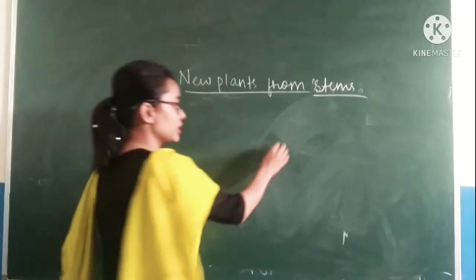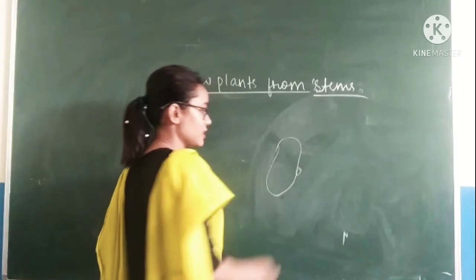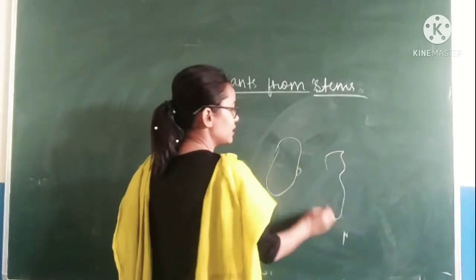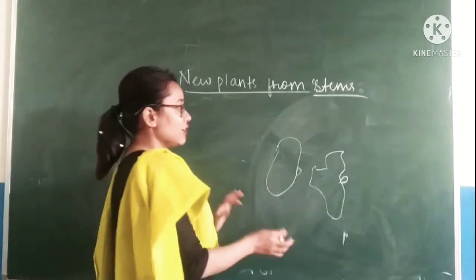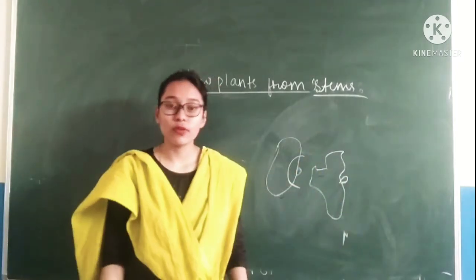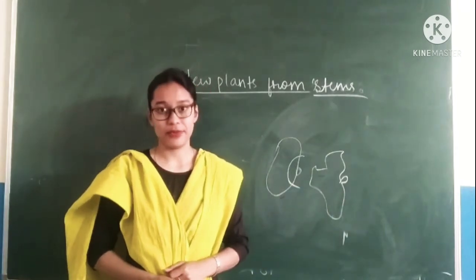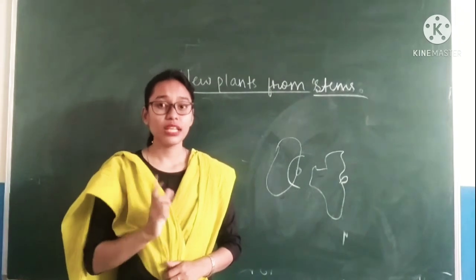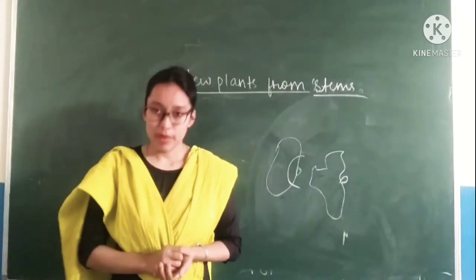So, what happens in potato? A small eye is found, isn't it? Potato, ginger. Small eyes are found. And if we cut this eye and plant it in the soil, what will happen? We will get a new plant from this eye, isn't it? Now, the next method is stem cutting method.